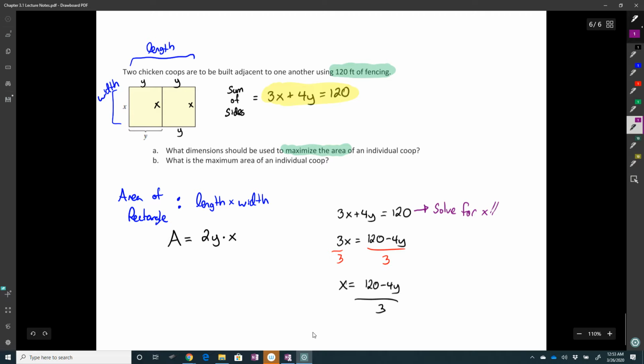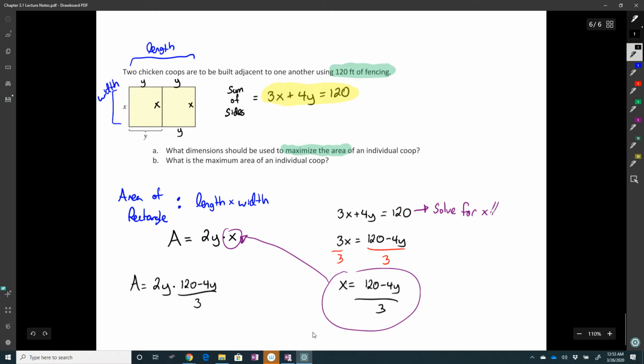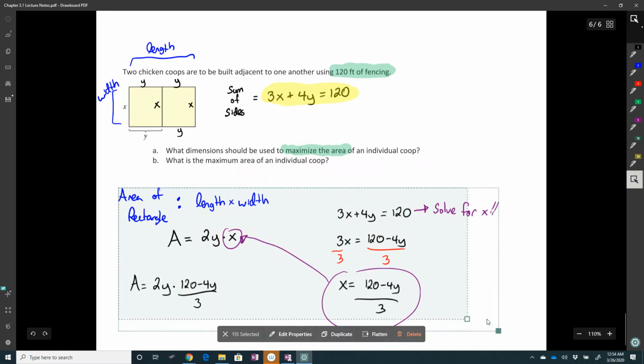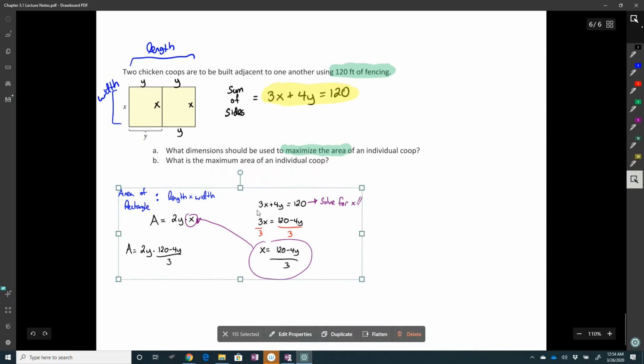And notice this equation, I can now plug into here, because that's what x equals. So A is equal to 2y times (120 minus 4y) over 3. Okay, we can keep working it out. Let me rearrange the spacing. I'm just going to make this whole thing smaller. I've got to zoom in.